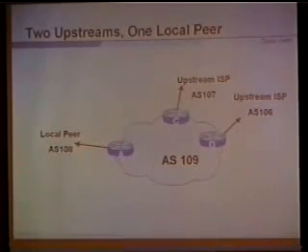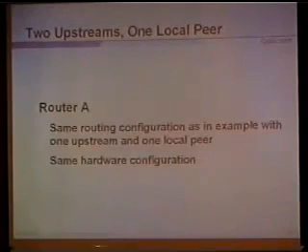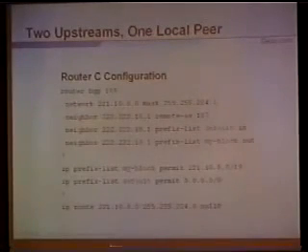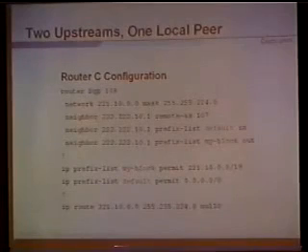109 is the local AS. You've got your local peer in 108, and your two upstreams, 107 and 106. This is the simple one. So A configuration is exactly the same. It's simple router, simple peering. Got the configuration in the slides before. Router C, this is going to the first upstream. Got the /19. Again, we're only accepting the default, right?